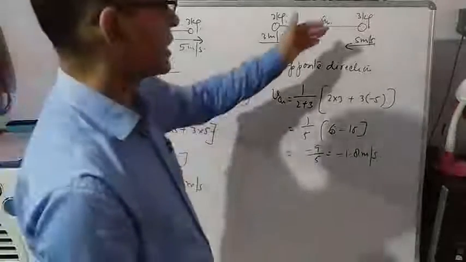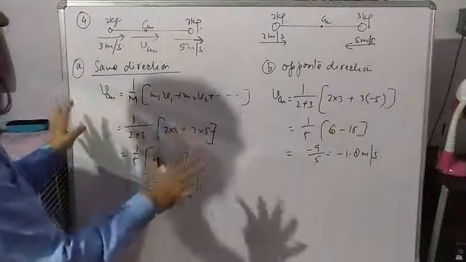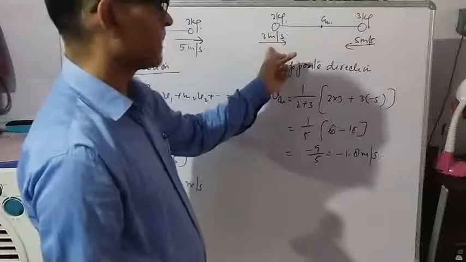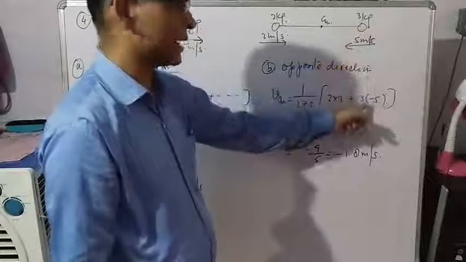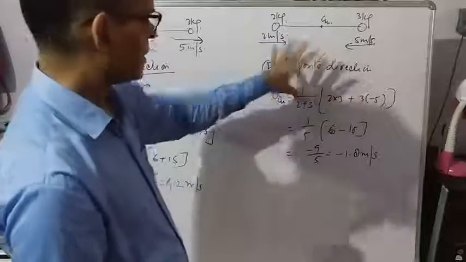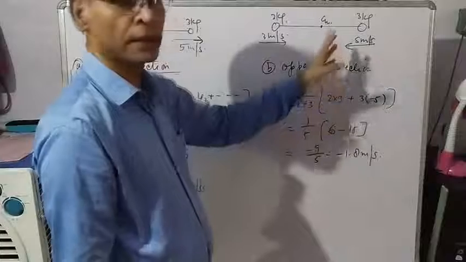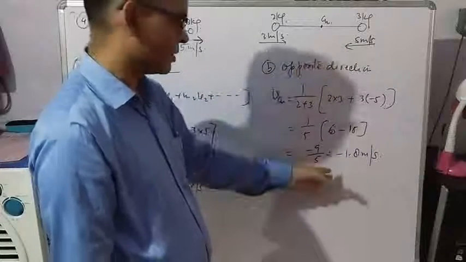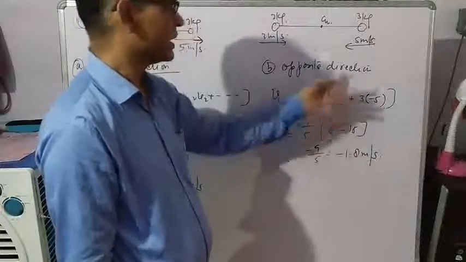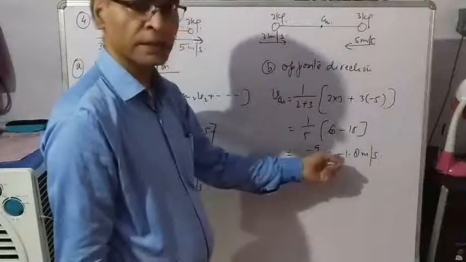But now these particles are moving in opposite directions. Everything will be the same, since this velocity is opposite to this velocity, so this velocity is taken with a negative sign, and like this you make calculations, and the center of mass is found to be moving with minus 1.8 meters per second, meaning in this case the center of mass is moving in this direction, the sign is negative.